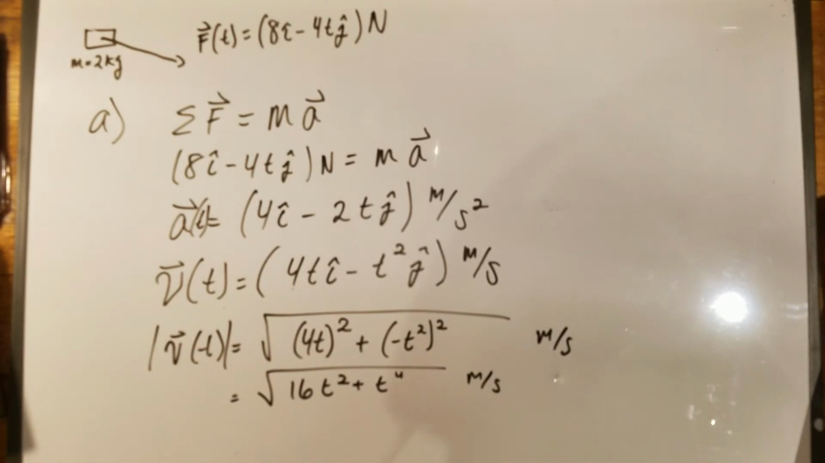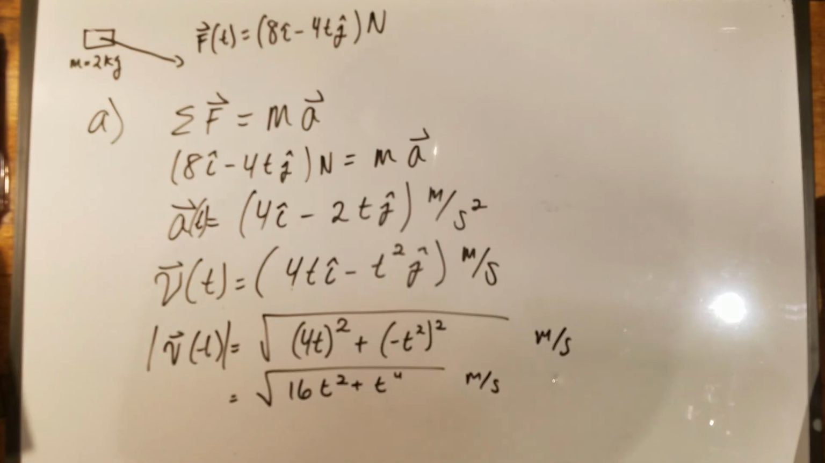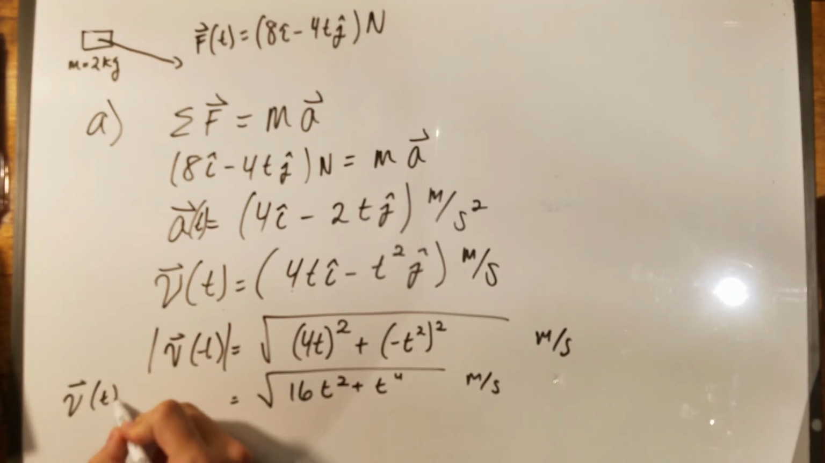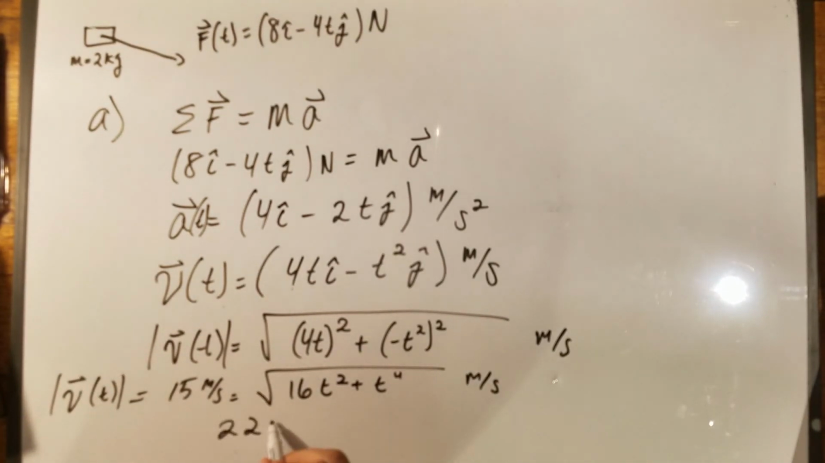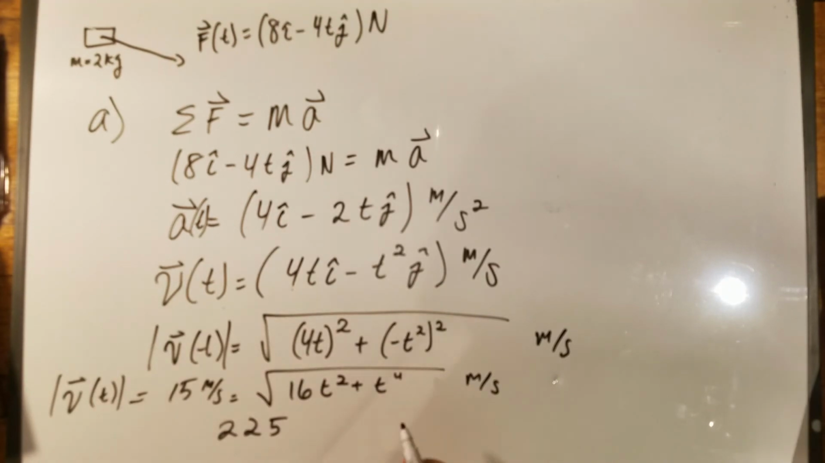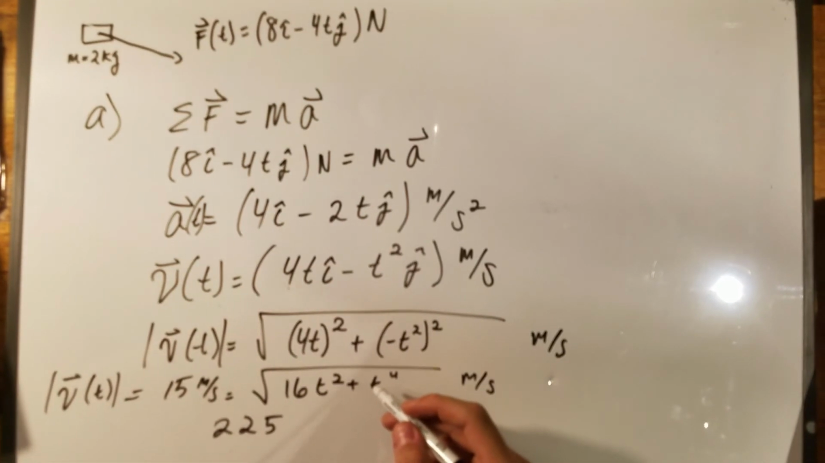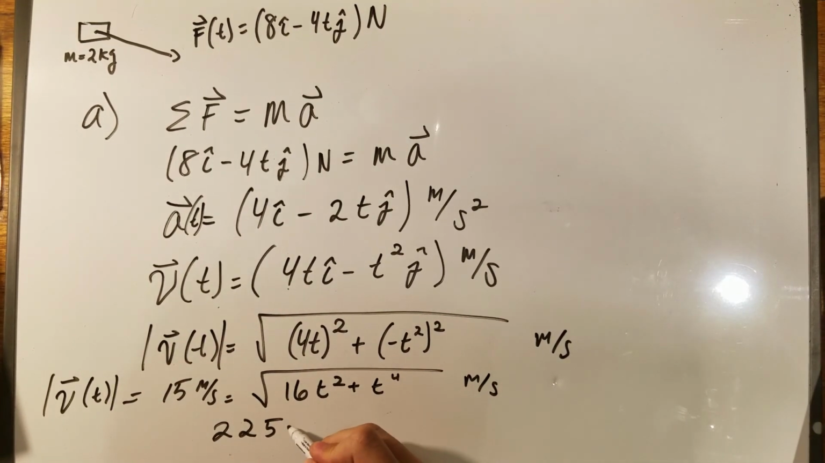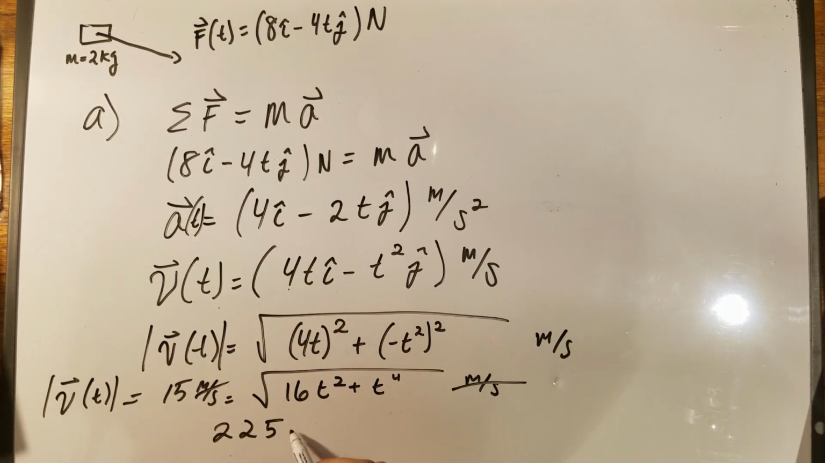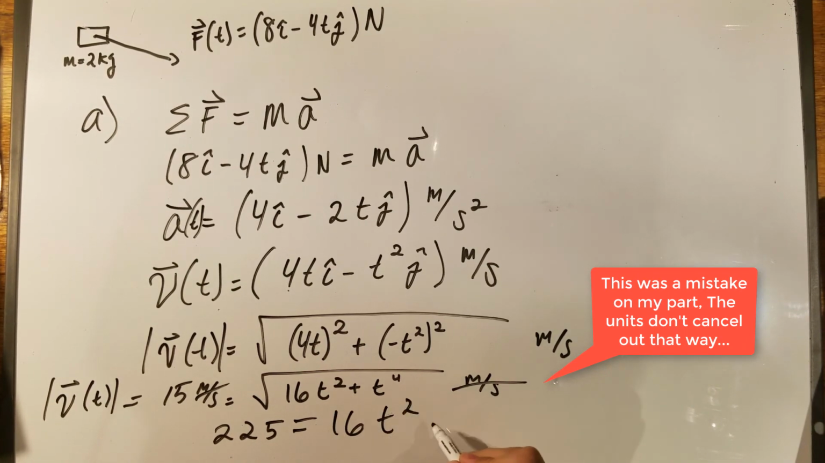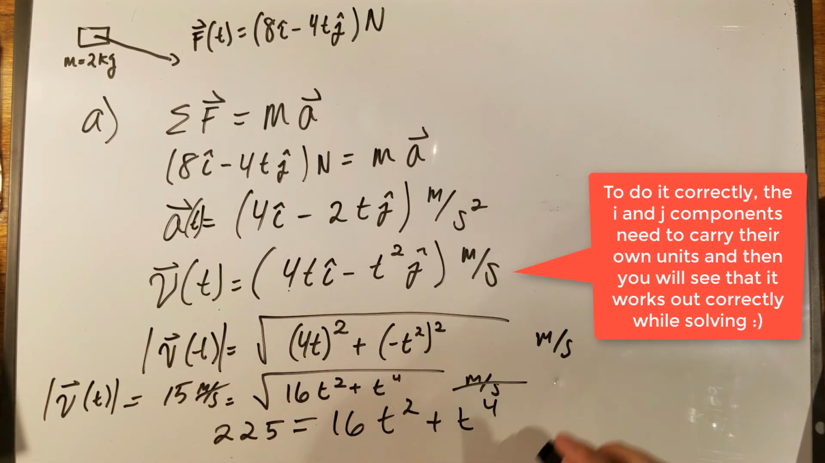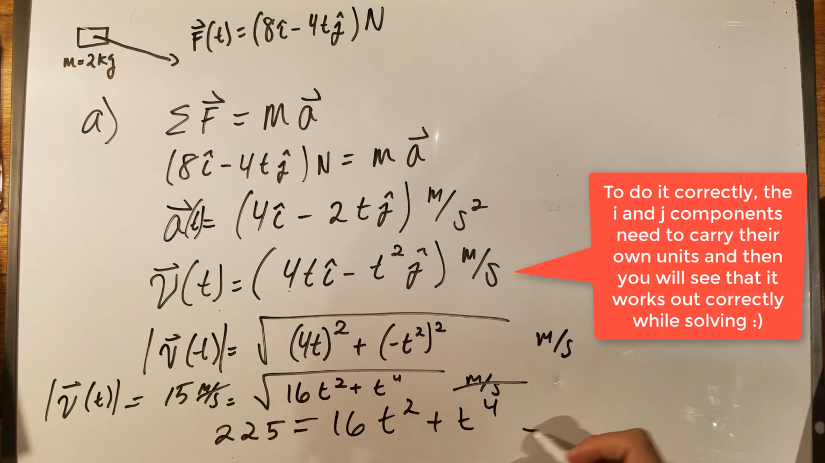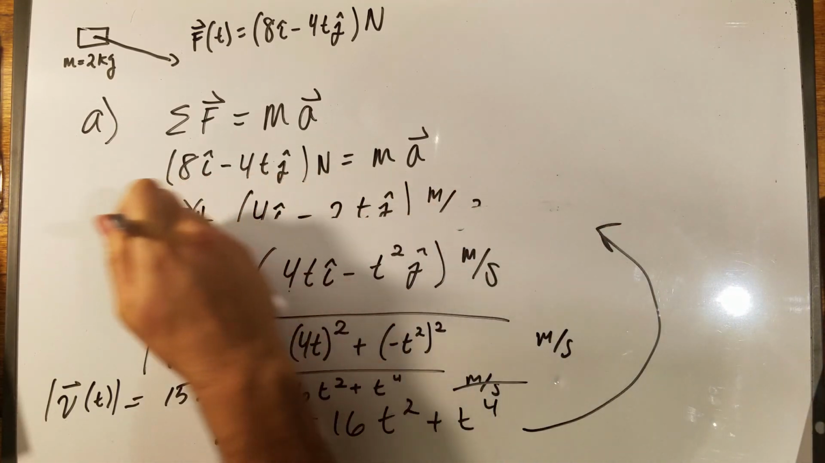We want to find the time at which velocity is 15 meters per second. So velocity of t equals 15 meters per second, and we get 225, canceling out the meters per second, equals 16t squared plus t to the 4th. And then using the quadratic formula, let's move this up here.